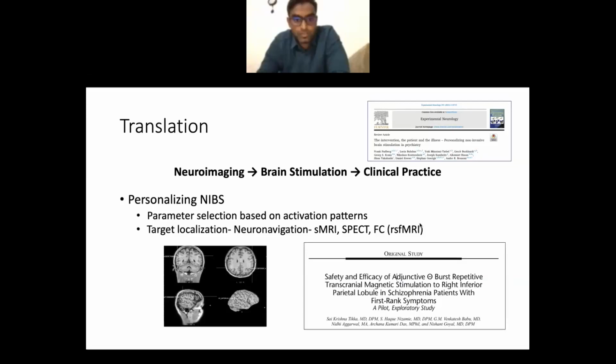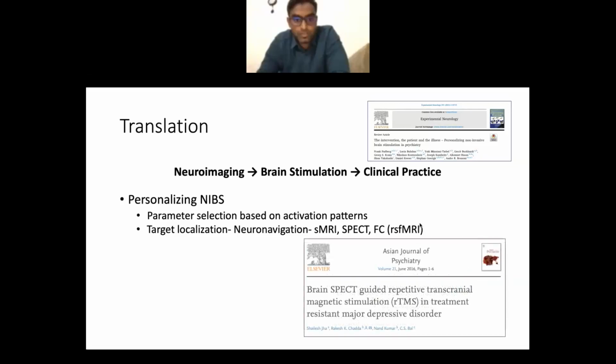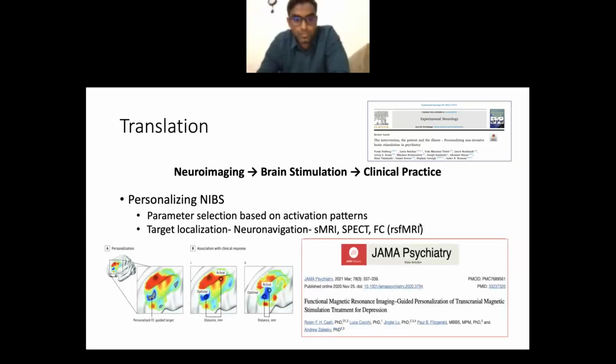There is a study from All India Institute of Medical Sciences, New Delhi, where they have used SPECT for guiding the target locations in TMS. And of late there is a new paper which is using functional MRI, the connectivity patterns themselves, the connectivity between the prefrontal cortex and the subcallosal cingulate cortex. They saw the functional connectivity. Wherever there is less connectivity in that particular area, they only stimulated that area.